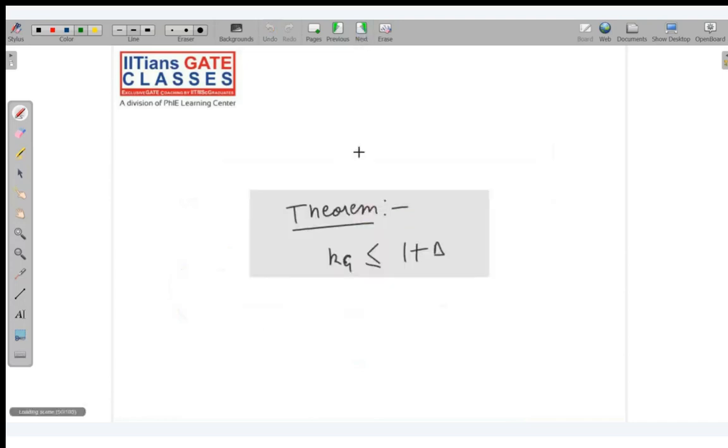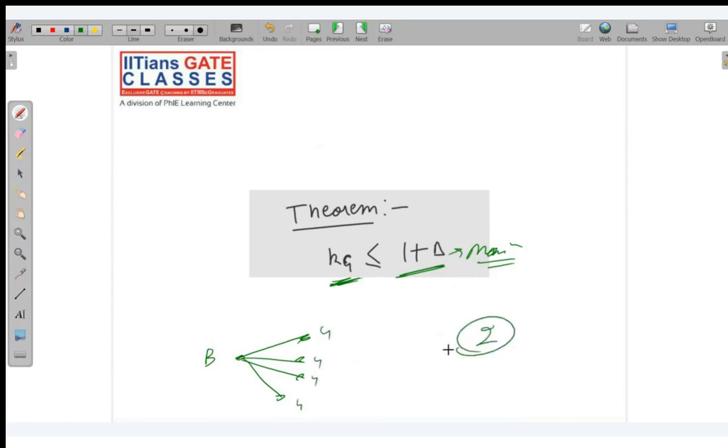Okay, so the theorem: kg is less than or equal to 1 plus delta. Delta is the maximum degree, na? So kg will be less than or equal to 1 plus delta. For example, I have a vertex here connected to say four other vertices. If I take blue here, then obviously I can take green, green, green, green. So two are sufficient, no need to worry. So 2 is less than or equal to 1 plus delta. Delta here is 4. Our theorem is satisfied.